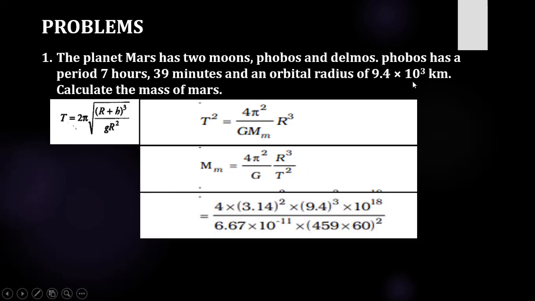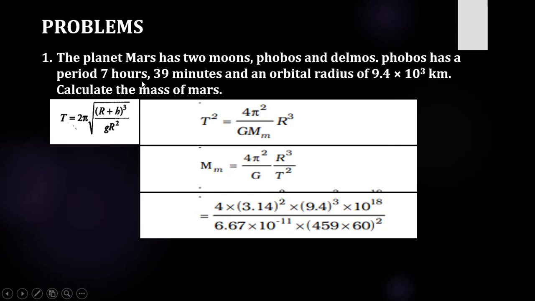Given values are substituted here. 4 into 3.14, pi value is 3.14, square, then 9.4 into 10 to the power of 3 kilometer is the orbital radius. You have to write it here, cube value, and 10 to the power of 3 cubed means it will be 10 to the power of 18, then divided by G value 6.67 into 10 to the power of minus 11, and 459 into 60 is the value of this time period in seconds.